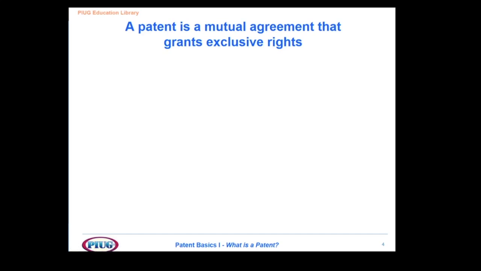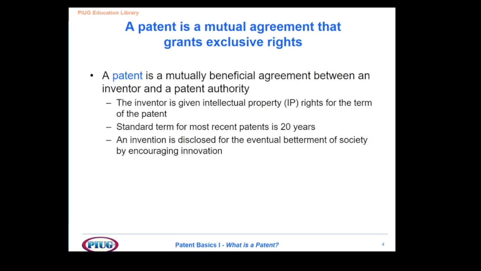In its simplest terms, a patent is an agreement between an inventor and a patent authority that grants rights to the inventor for a specified period of time. Frequently, those rights are referred to as intellectual property that can be licensed or sold. For most recent patents, the standard term for a patent is 20 years from the date of filing of the application, but this is subject to adjustments or extensions.